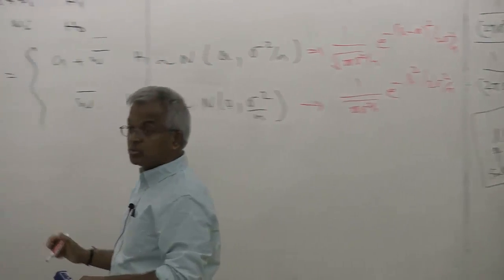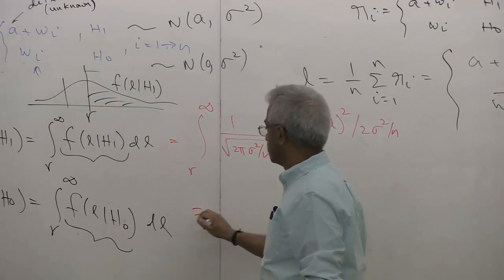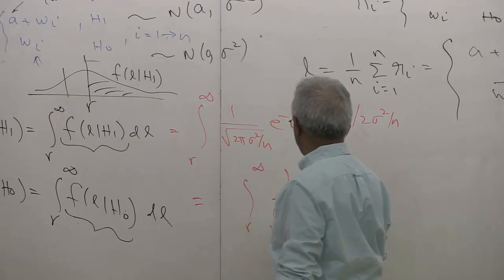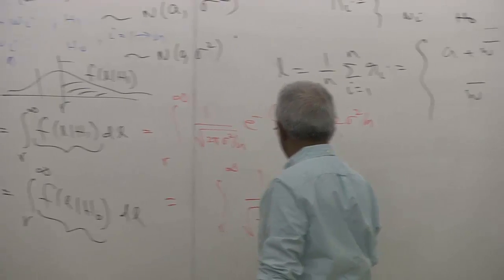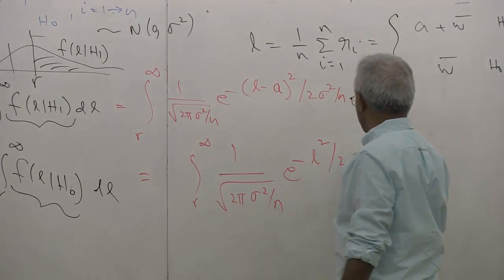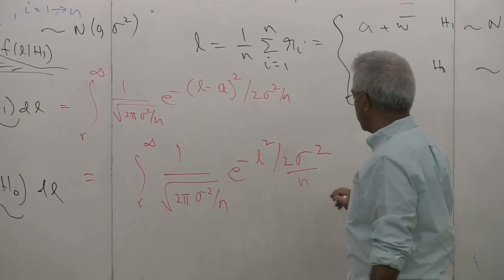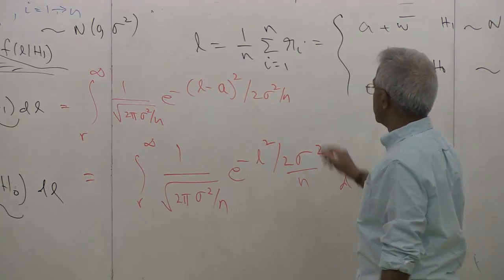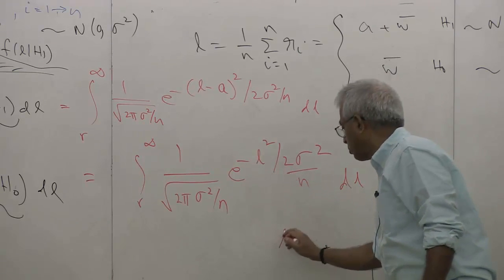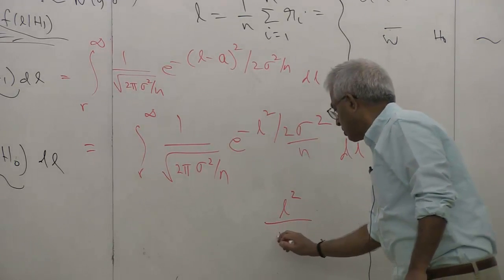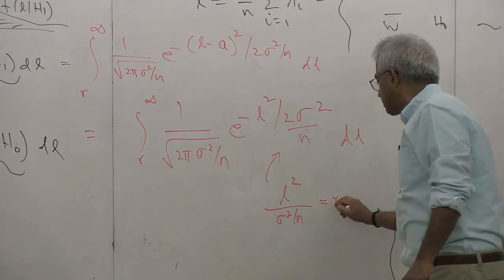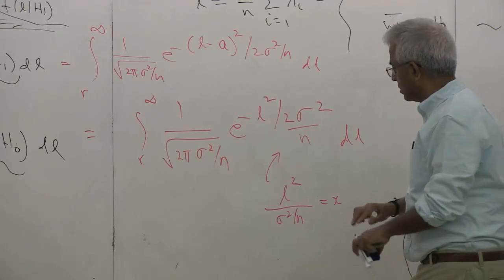And similarly, this one is the integral from gamma to infinity of 1 over square root of 2 pi sigma squared over n, e raised to minus L squared over 2 sigma squared over n, dL, right? So let's make a simplification. Here I'm going to put L squared over sigma squared over n. We'll start with this equal to x squared, in fact.